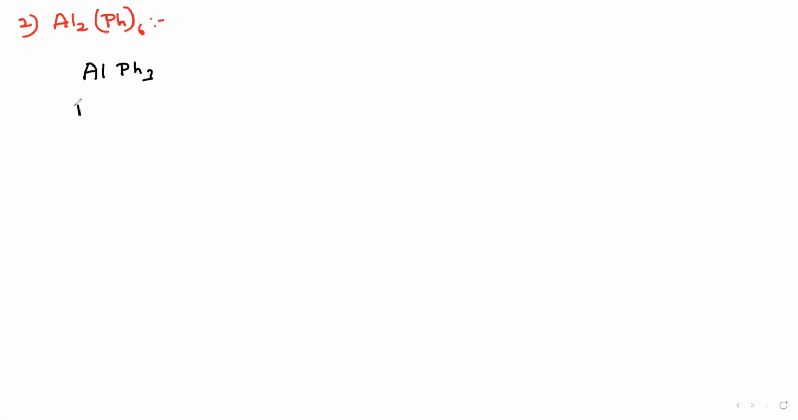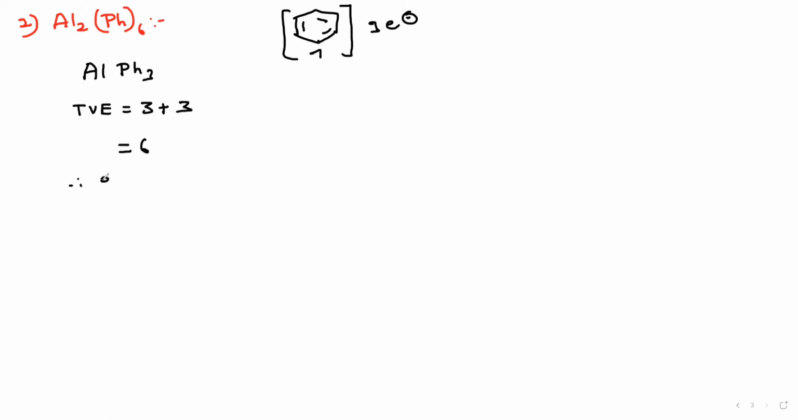Now, this aluminum's total valence electrons belong to it. This phenyl group, see, this is the phenyl group structure. Phenyl is a 1 electron donor. How many phenyl groups? 3 phenyl, 3 into 1, that is 3. Therefore, the answer is 6. Therefore, this is electron deficient and undergoes dimerization. I get Al2Ph6.